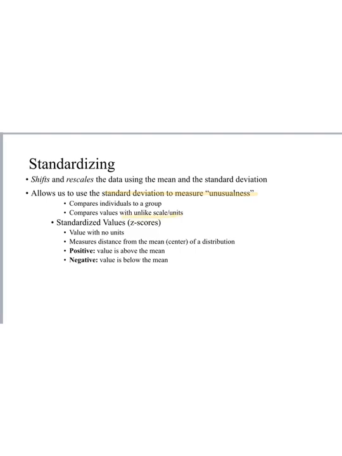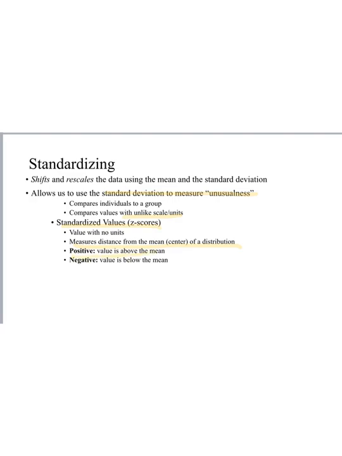For example, if I wanted to know if my ACT was better than my SAT, I can standardize my scores to see which one is really the better of the two. We call this standardizing, or z-scores. Values with no units. It measures the distance from the mean or the center of a distribution.